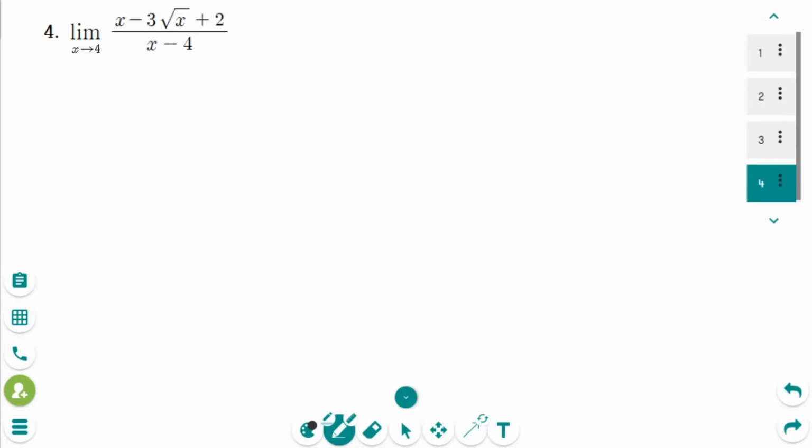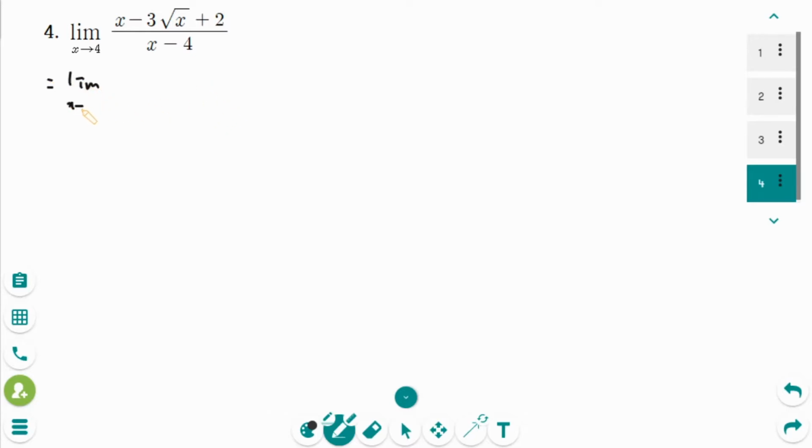The next question is this. I hope you are more confident now. Let's solve it together. Again, there are two ways to solve. The first one uses the conjugate. You know how to find it now.